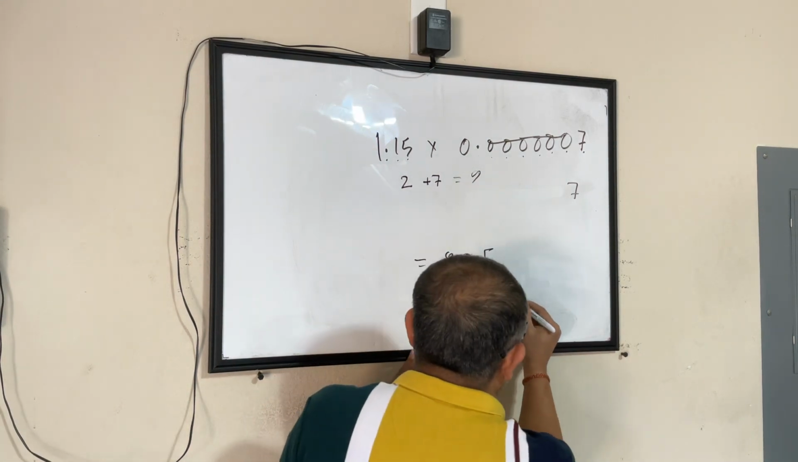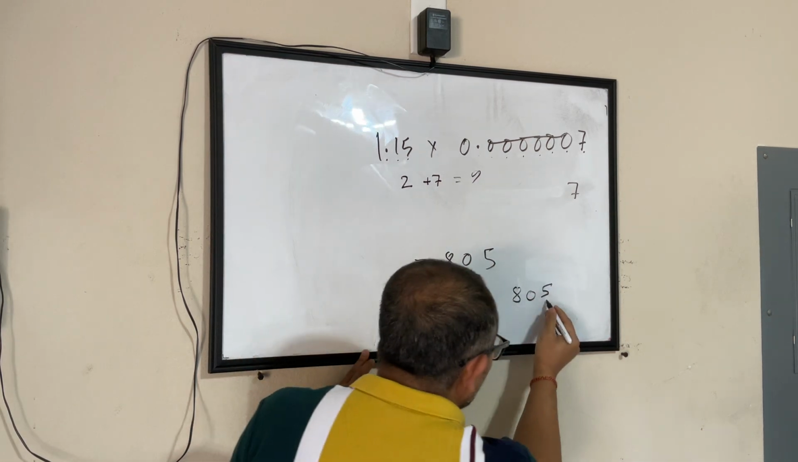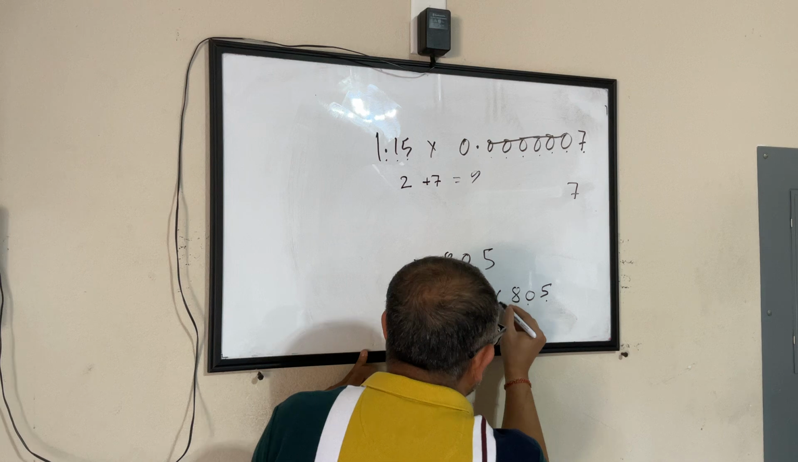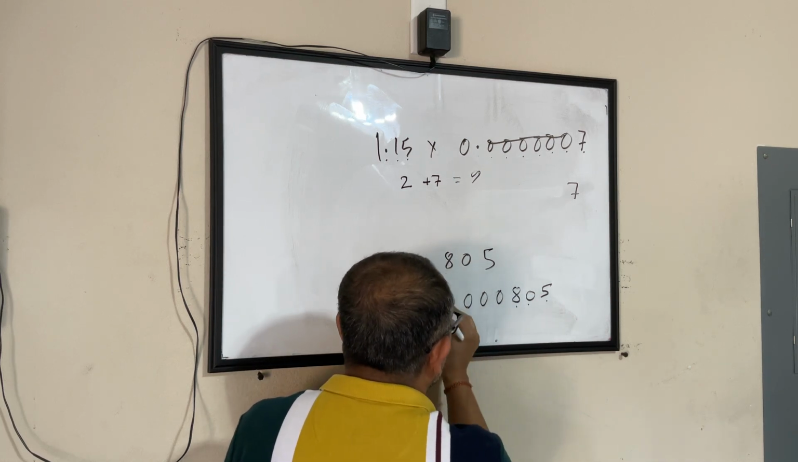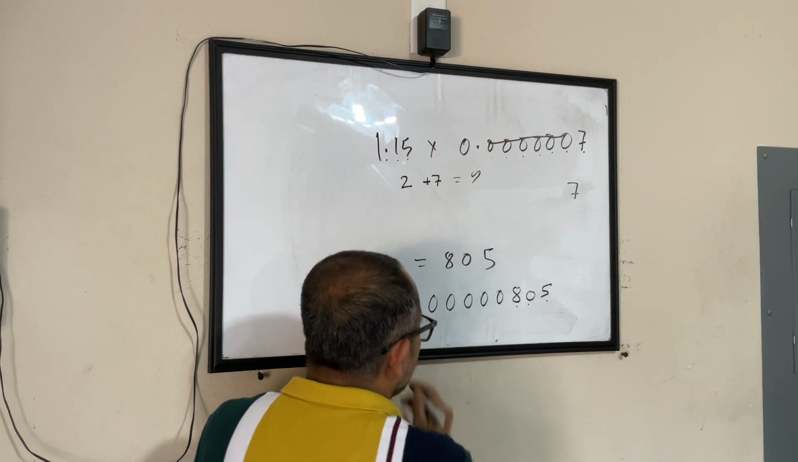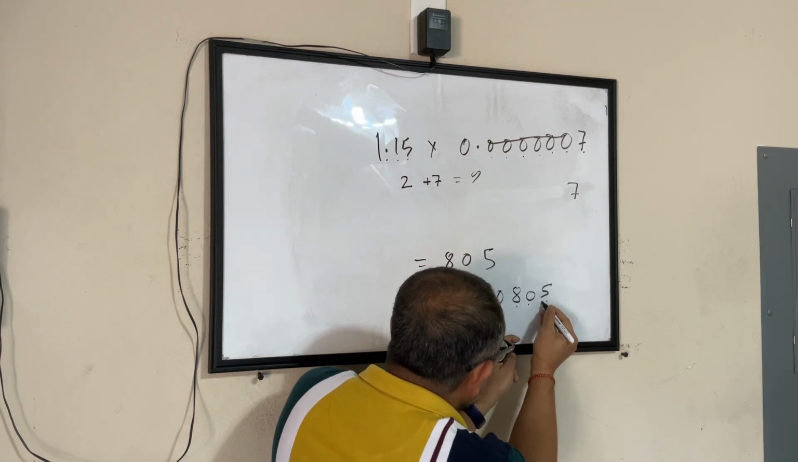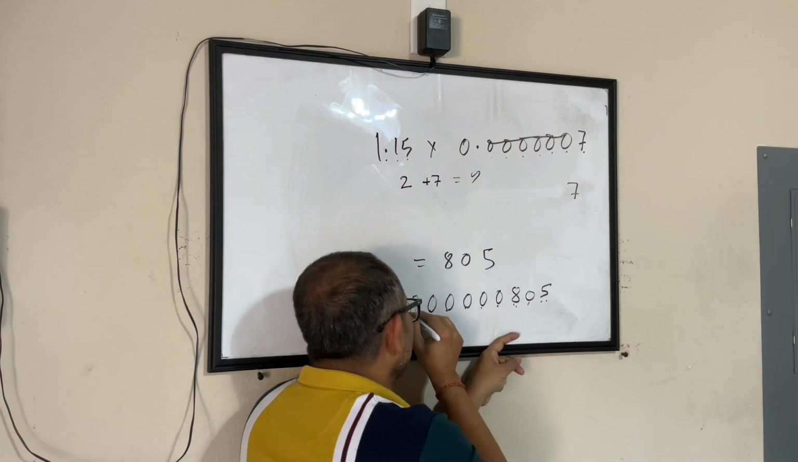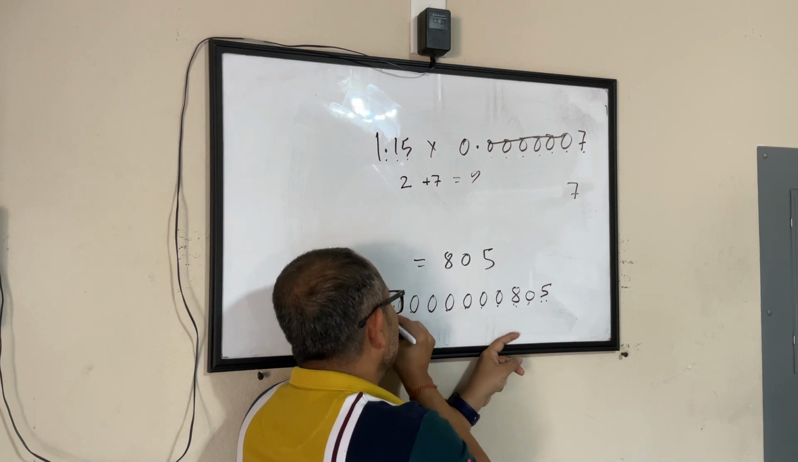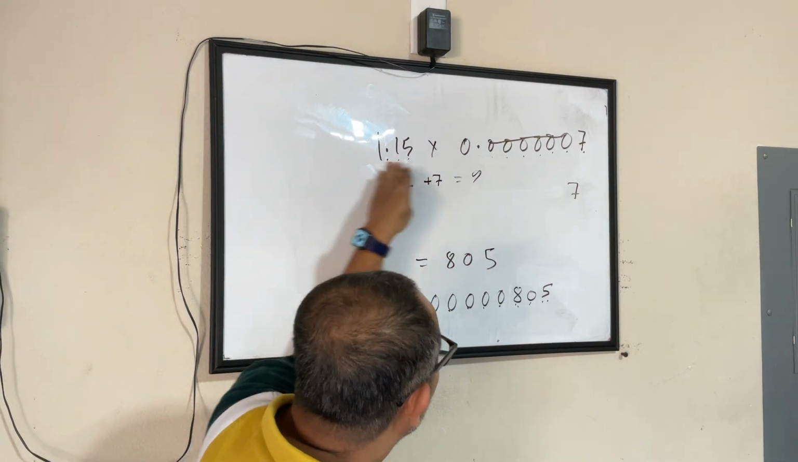What do you have? 805. You need 9 digits. So 1, 2, 3. Only 3. 1 more, 4. 1 more, 5. 1 more, 6. 1 more, 7. 1 more, 8. 1 more, 9. So now, if I have to go to 9 places, 1, 2, 3, 4, 5, 6, 7, 8, 9 places, and I can put a decimal. Done. So here, we did not have to worry about this.